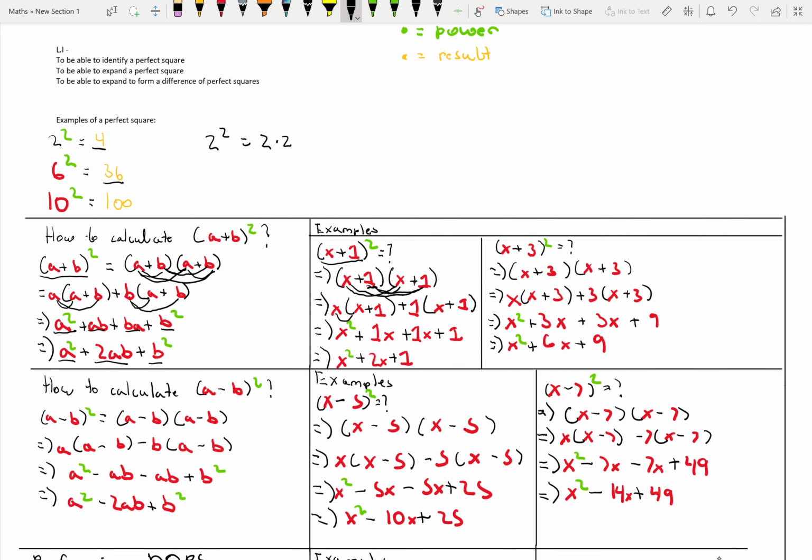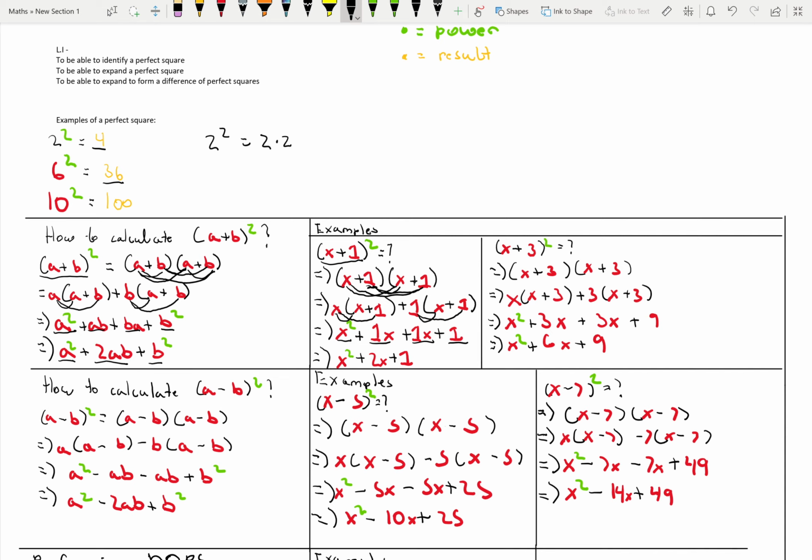So x times x equals x squared. x multiplied by 1 is just 1x, or x. And then we have 1 times x, which equals 1x or x, and 1 times 1, which is just 1. And now, if we evaluate it once again, our total answer will become x squared plus 2x plus 1.